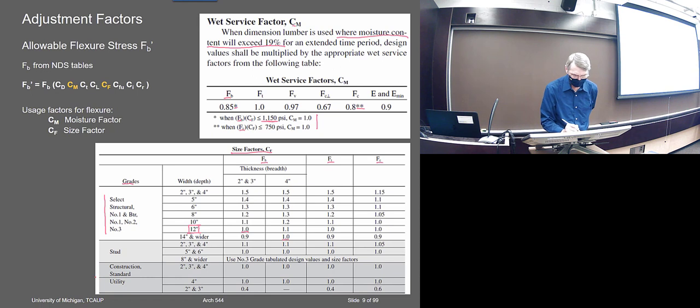These are the normal grades, and then stud grade, construction. These are the ones that are listed, of course, in the table here. So if I wanted a 2 by 4, this would be the 4, and this would be the 2. This would be a 2 by 4.